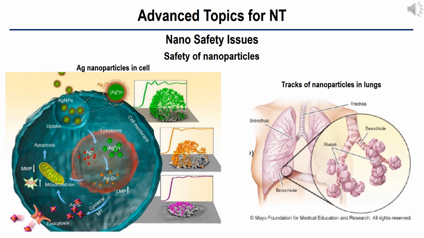As shown in the right figure, metallic nanoparticles can reach deep inside the lungs such as alveoli and bronchiole. When over threshold, metallic nanoparticles can induce critical respiratory issues.